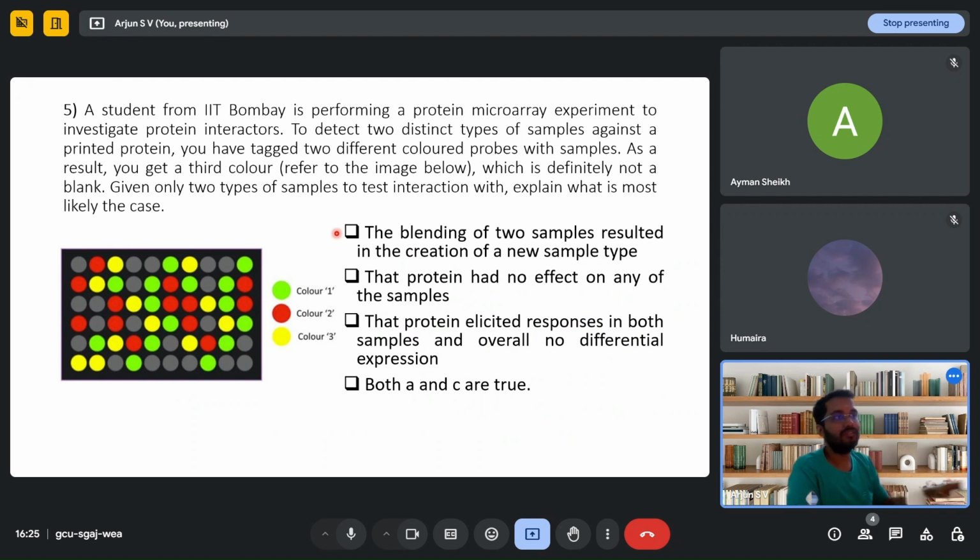So fifth question, a student from IIT Bombay is performing a protein microarray experiment to investigate protein interactors. To detect two distinct types of samples against a printed protein, you have tagged two different colored probes with samples. As a result, you get a third color, referred to in the image below, which is definitely not a blank. Given only two types of samples to test interaction with, explain what is most likely the case.